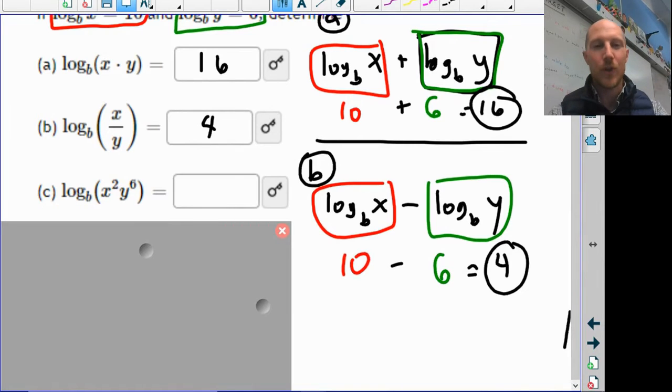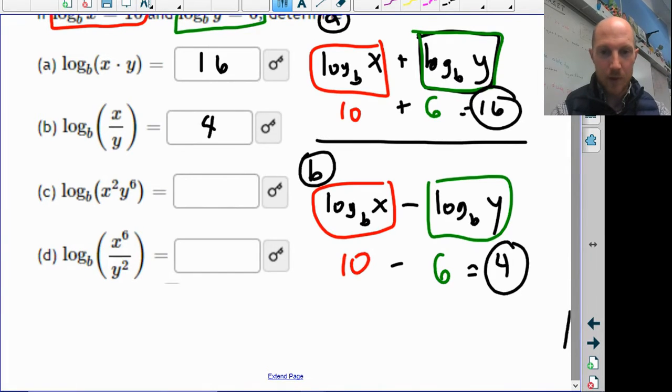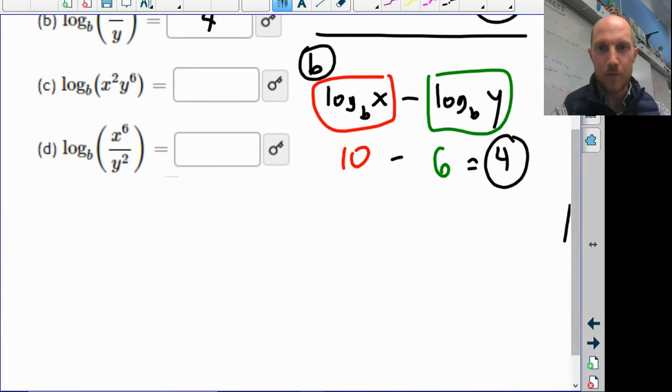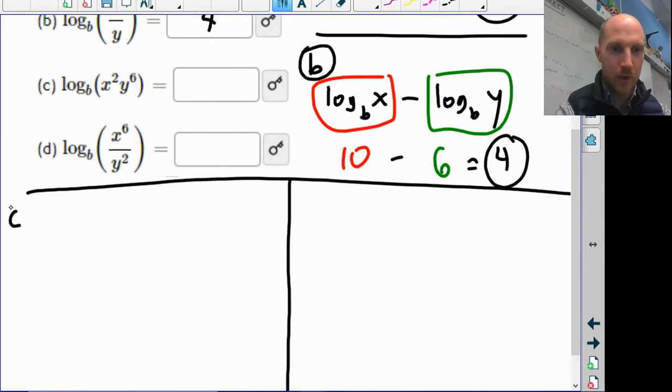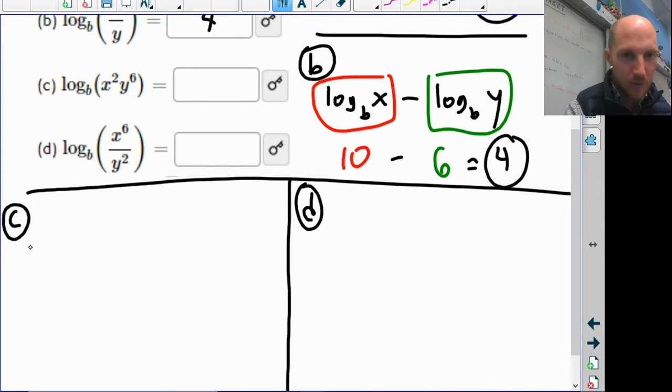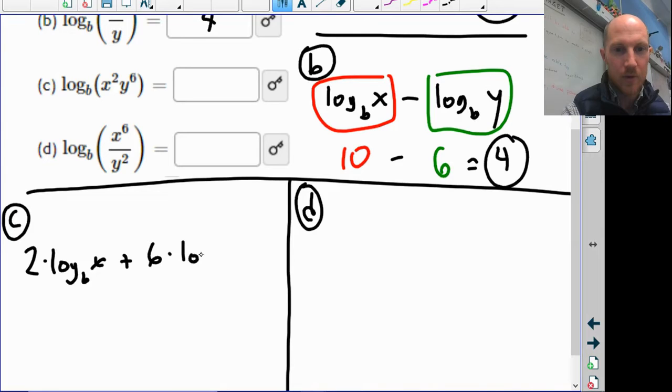This time I'm subtracting. 10 minus 6 is 4. C. All right, a little bit more. I mean, we've seen this because this is part of the do now. So when I expand, I know that the little exponents are going to turn into multiplication. Let's see if I can get myself enough space to actually do this problem. I'm going to do C right over here. We'll do D in a second right there. So expand C. We did that already. That was part of the do now. So 2 times log base b of x plus 6 times log base b of y.